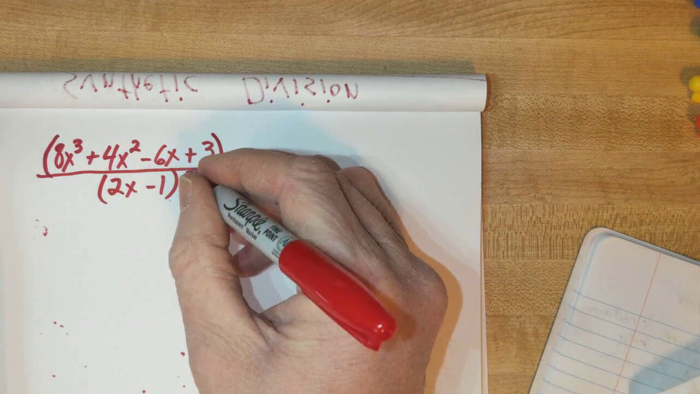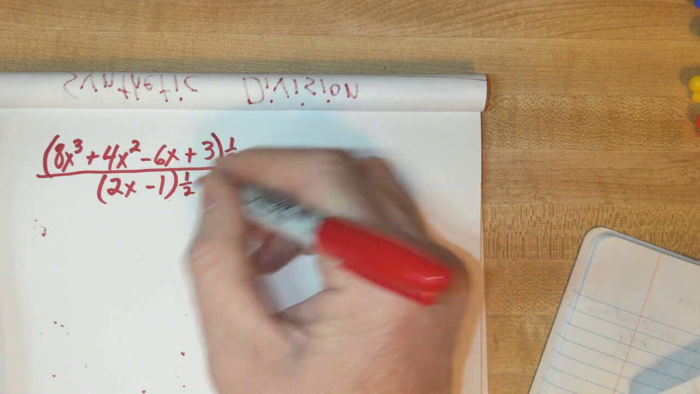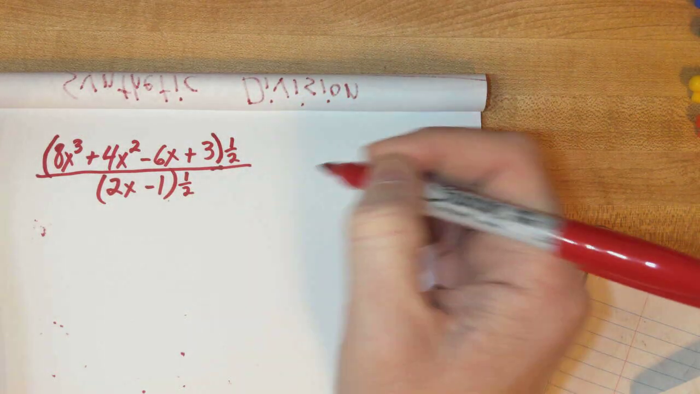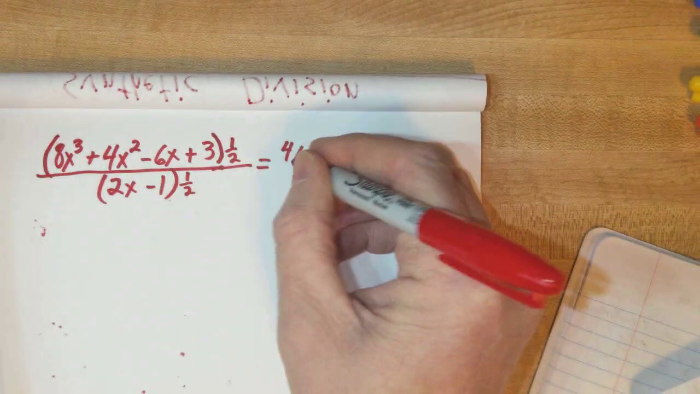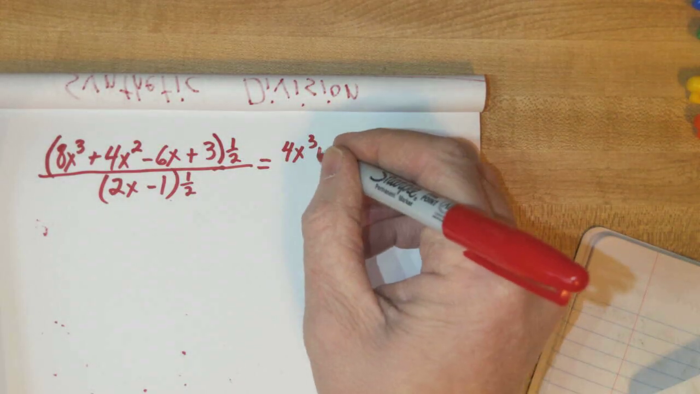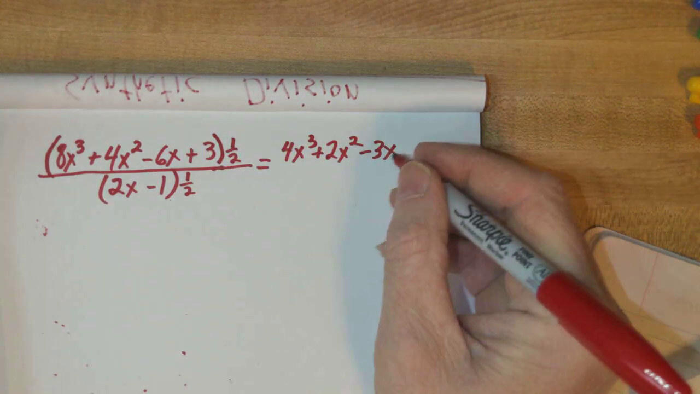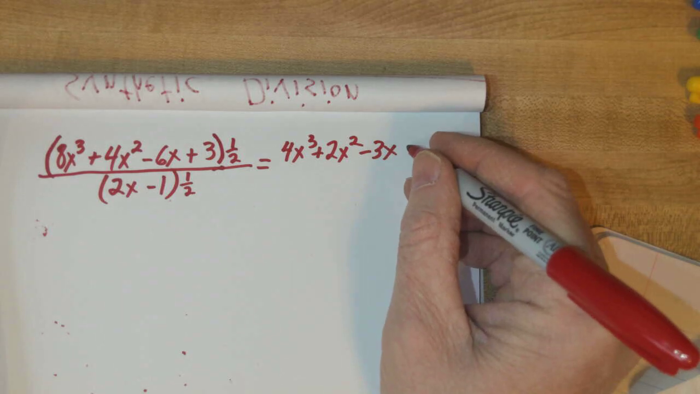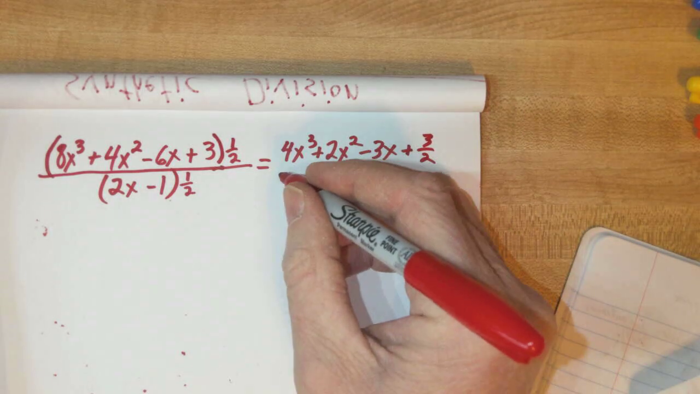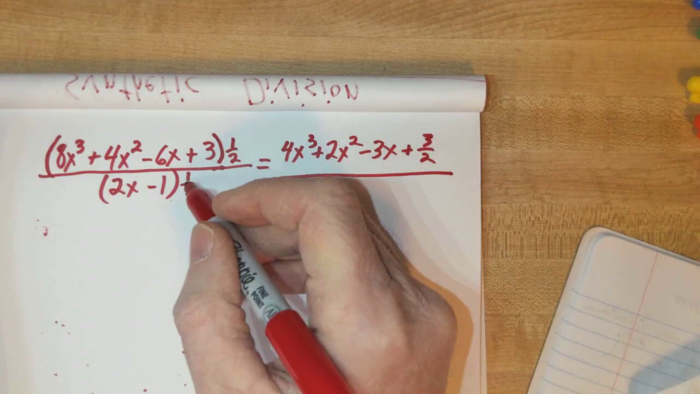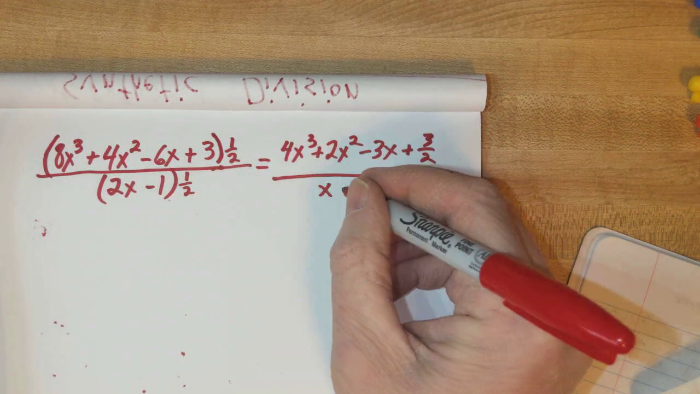is I could take 1/2 times 2, and if I do the same thing to the top, if I multiply top and bottom by 1/2, I'm not going to change the answer of our quotient here. So half of 8x cubed is 4x cubed. Half of 4x squared is 2x squared. Half of negative 6x is negative 3x. And half of positive 3, I mean, is 3/2. And then 1/2 times 2x, that's x. Negative 1 times 1/2 is negative 1/2.